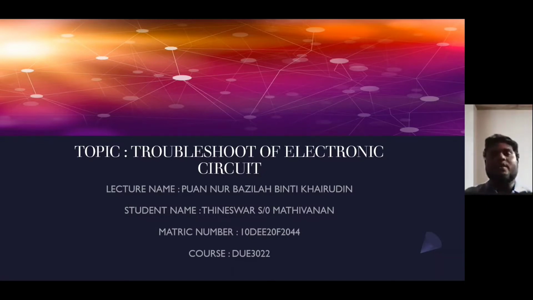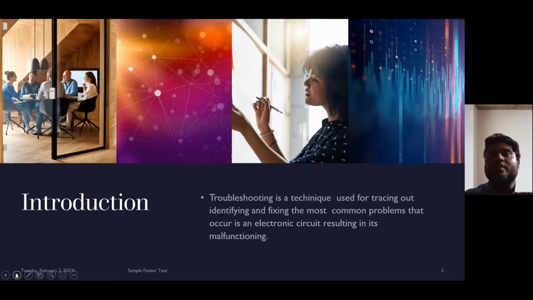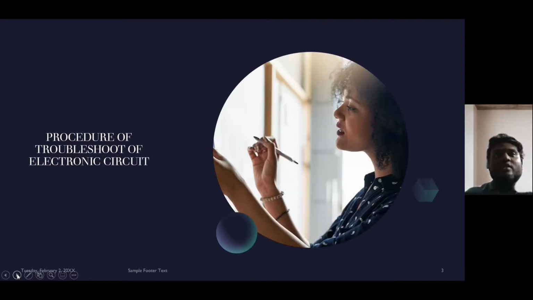So now I'm going to present about the topic of troubleshooting of electronic circuits. A bit of introduction to troubleshooting. Troubleshooting is a technique used for tracing out, identifying, and fixing the most common problems that occur in an electronic circuit, resulting in it malfunctioning. So now we're going to see the procedure of troubleshooting an electronic circuit.